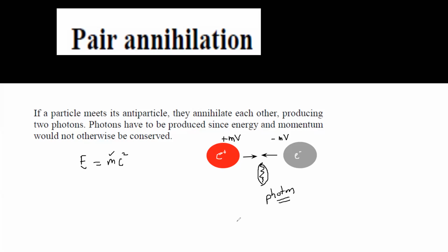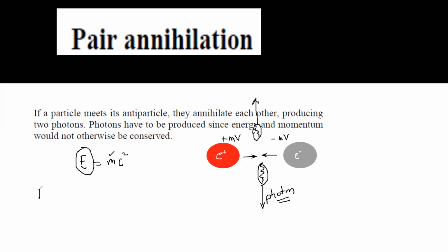If one photon was released, then it means there is a resultant momentum. That is why, when this interaction occurs, instead of releasing one photon, how many photons are released? It releases two photons. So we will use the formula E equals mc squared, and we will find how much energy is released, and that energy will be divided by 2 to get the energy of one photon, because this E is the total energy released in this interaction.